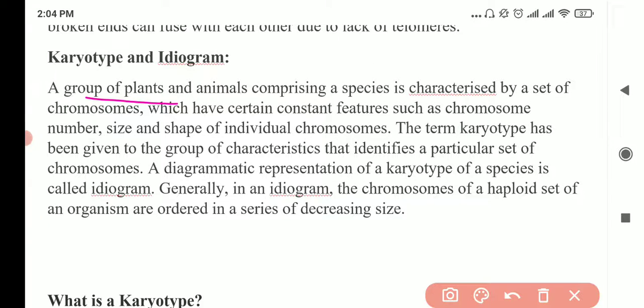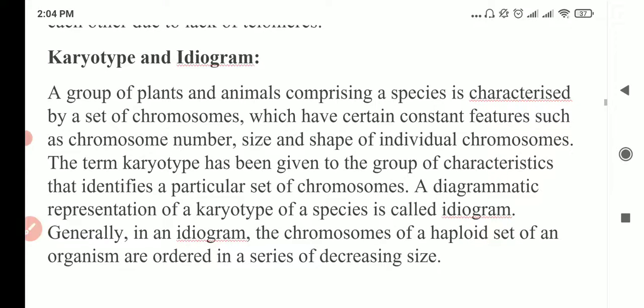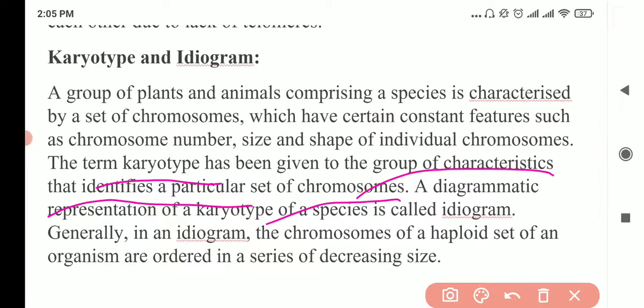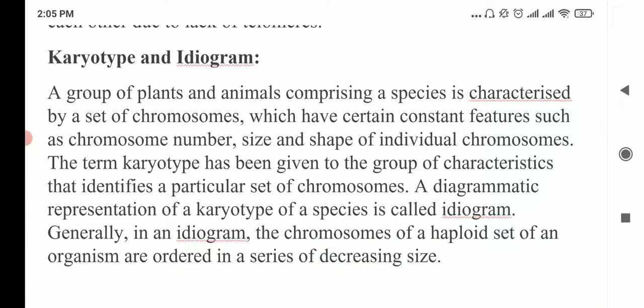A group of plants and animals comprising a species is characterized by a set of chromosomes which have certain constant features such as chromosome number, size, shape of individual chromosomes, etc. The term karyotype has been given to the group of characteristics that identifies a particular set of chromosomes. A diagrammatic representation of a karyotype of a species is known as an idiogram. Generally, in an idiogram, the chromosomes of a haploid set of an organism are arranged in a series of decreasing size.